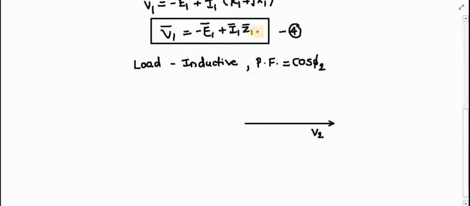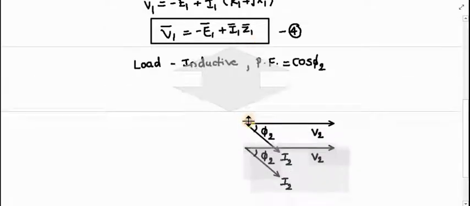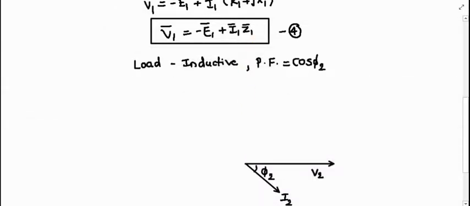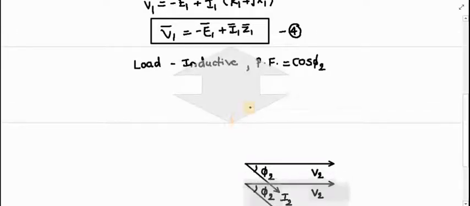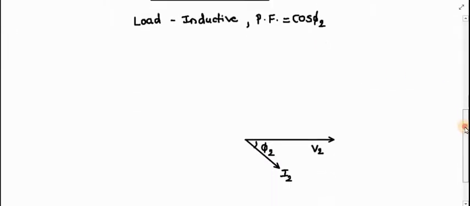Now the load is inductive in nature. So the current flowing through the inductive load lags the voltage by angle phi 2. So this is your I2, which is lagging V2 by angle phi 2. I will just make some space between these two so that the other quantities can be seen properly.